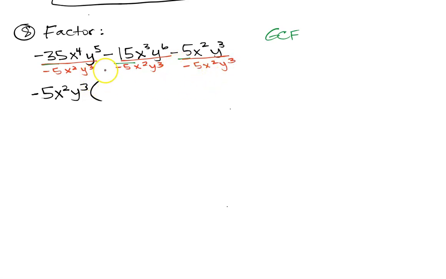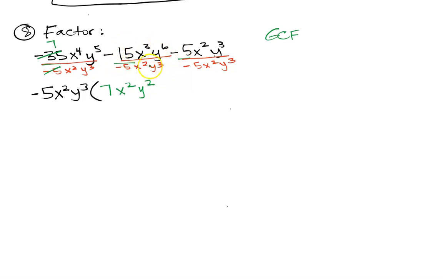That's what we're doing. When we divide it out, that gives us the leftovers, what goes inside. Negative 5 divides into negative 35 7 times. My x's, I've got 4 on the top and 2 on the bottom, so I subtract those and get x squared. And here I subtract the y's as well. 5 minus 3 is 2, so y squared.